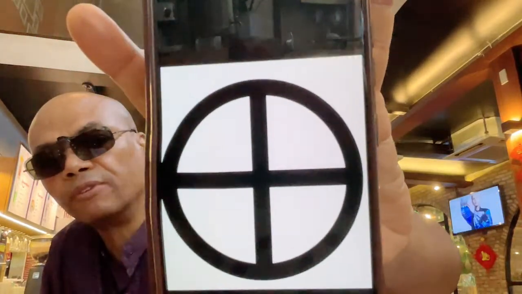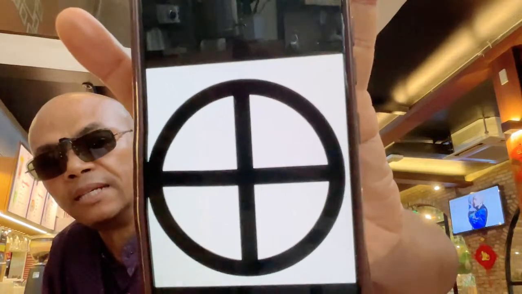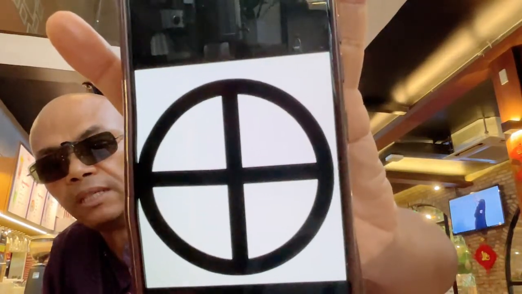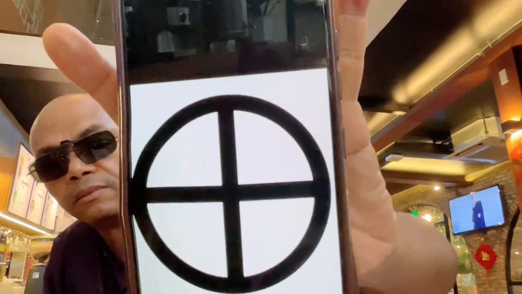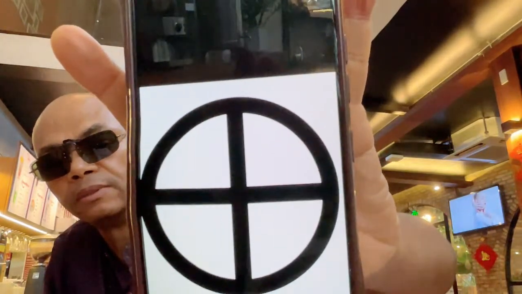But if we're looking at it from the circumpolar zodiac projection, that top line, or the vertical line, is going to be the North Pole. And then the bottom of the vertical line is going to be, again, the South Pole. All right?